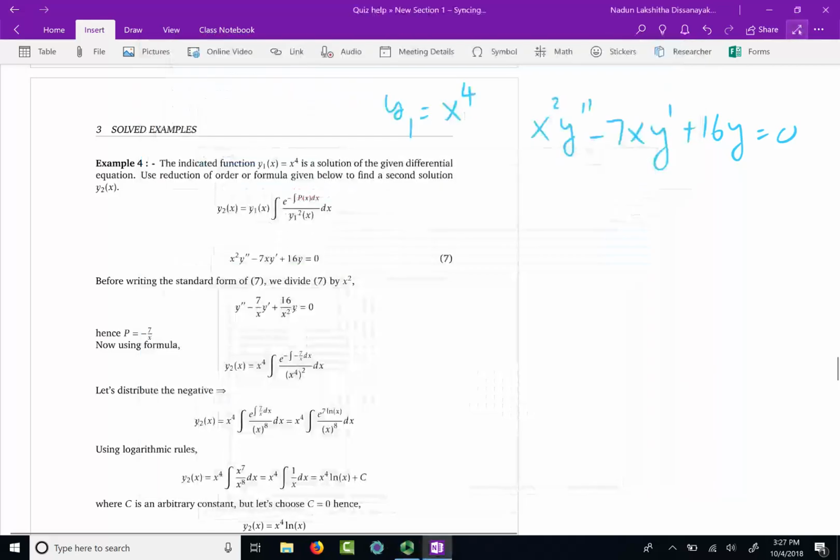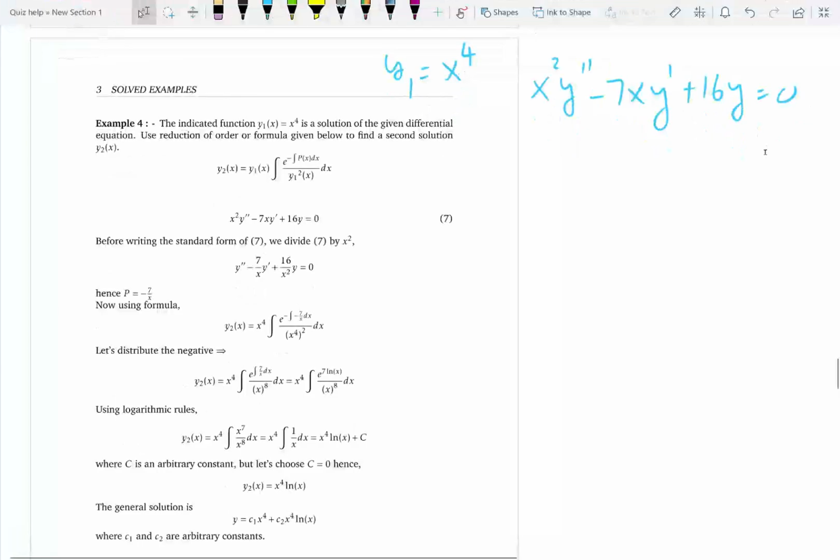Okay, hello everyone. So let's do some more examples to learn how to use the formula. We have this differential equation. If you want to use the formula, what is the first thing you should do? Make sure you have the standard form. That is, the coefficient of y double prime is 1.